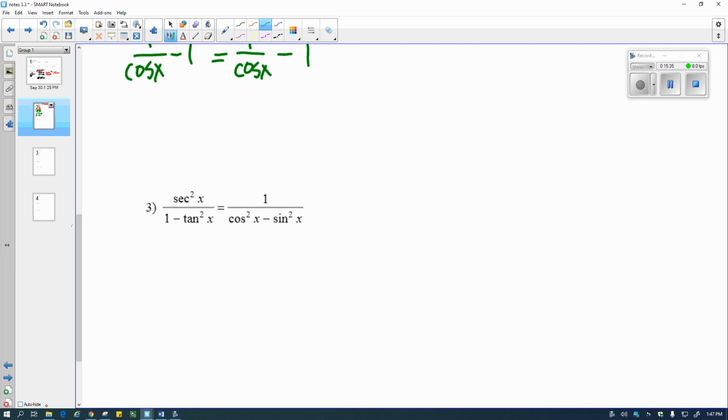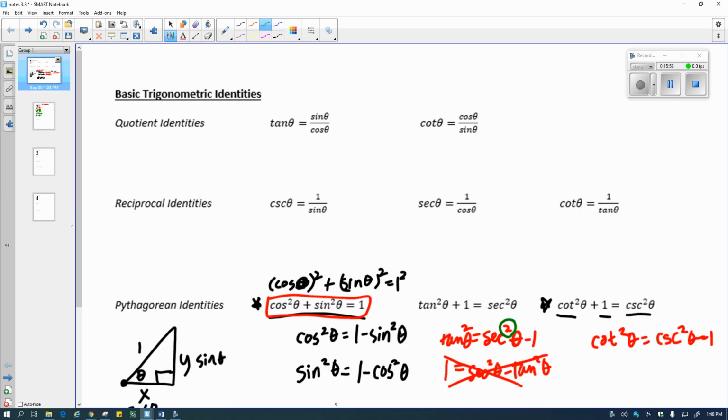Okay? So, number 3. Now, here's a situation where if I remember certain things, I can rewrite my problems using all of the other identities. So secant squared, I recognize that, and 1 minus tangent squared, that looks familiar. Are those things that I had here? Oh, this is 1 plus tangent squared, and secant squared minus 1.